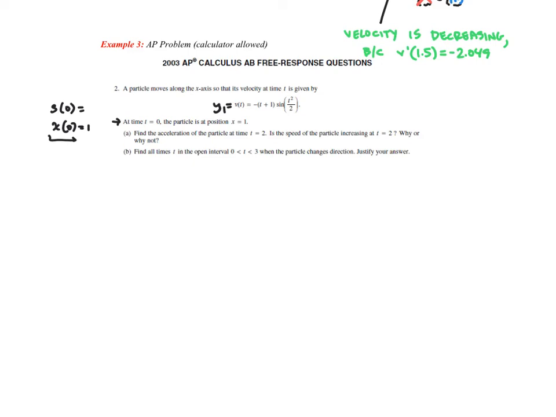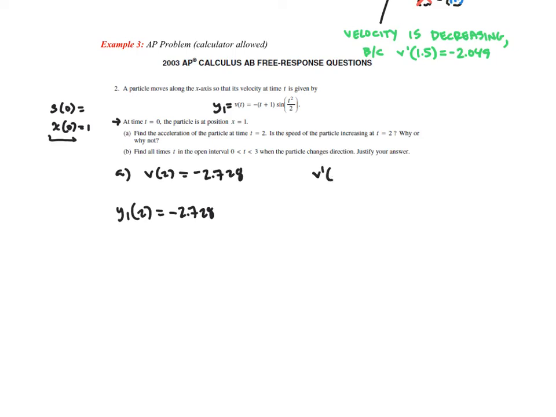It says in part A, find the acceleration of the particle at time t equals 2. Is the speed of the particle increasing at t equals 2? Why or why not? So not only do I need to find the acceleration at time 2, but I need to find the velocity at time 2. So v of 2, I can simply use the same thing I did up at the top, alpha trace, y1, and plug in 2, and hit enter. It looks like I get negative 2.728 rounded. Therefore, v of 2 is negative 2.728.